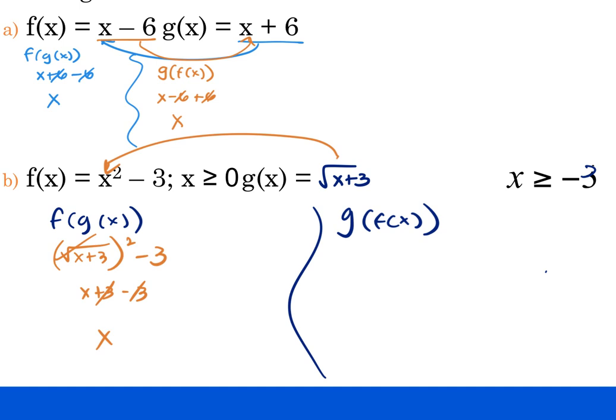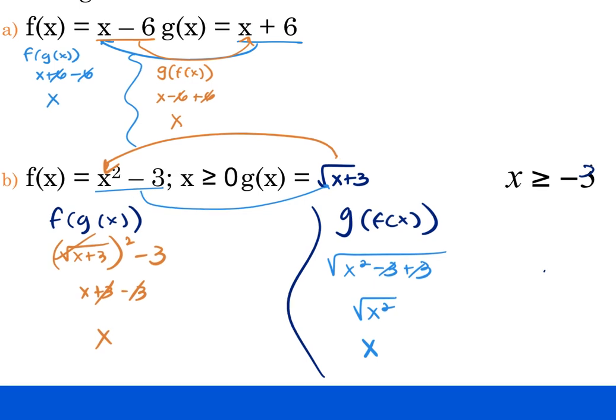Then I go the other direction, g of f, so I'm taking f and I'm plugging it into g. I get the square root of x squared minus 3 plus 3. These cancel, and I get the square root of x squared. What happens when I square root the squared? It cancels out again. So technically that is the absolute value of x, but we'll come back to that later when we start to talk about the restrictions.